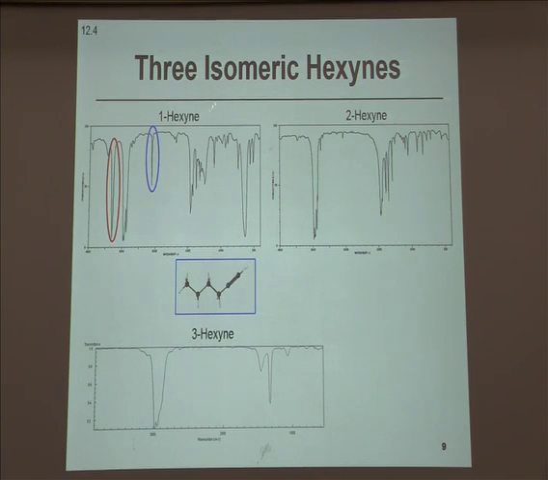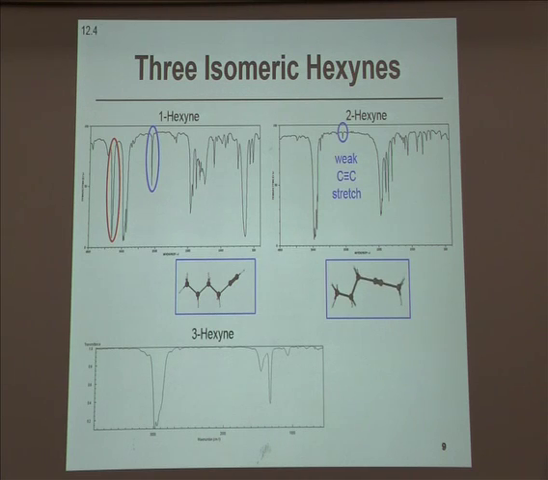All of these features in the fingerprint region we're not going to worry about too much. These are what I would consider the two most important stretches to pay attention to. In addition, we still have the sp3 hybridized carbon hydrogen stretch.